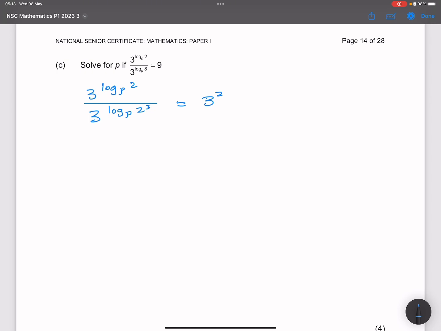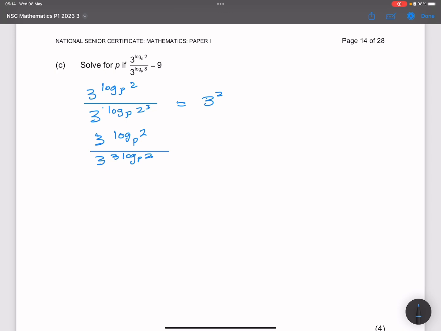Now what I'm going to do here, just to make this easier, is say this is going to be 3 raised to the log of 2 base p divided by 3. Now remember when we do our jump down rule, this becomes 3 log base log of 2 to the base of p.